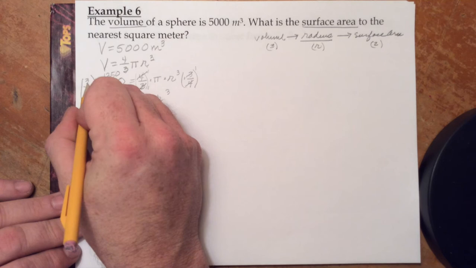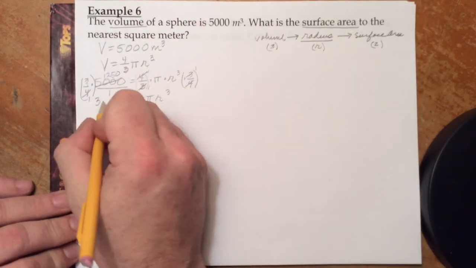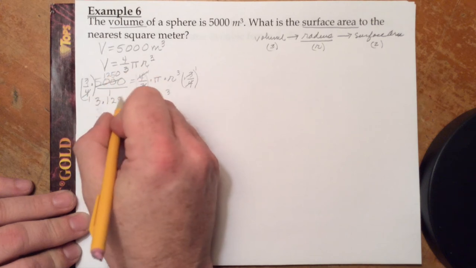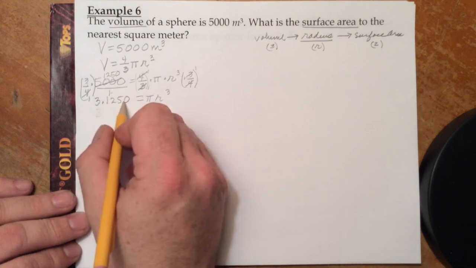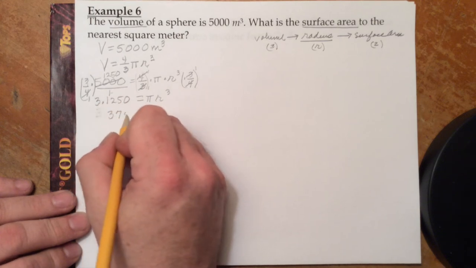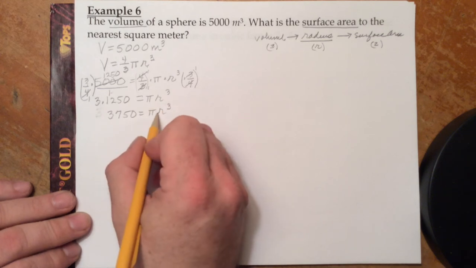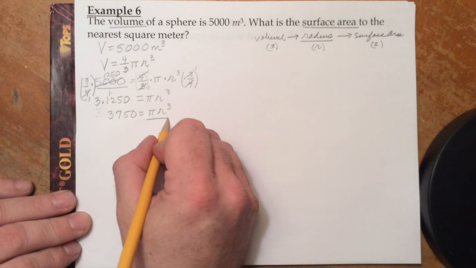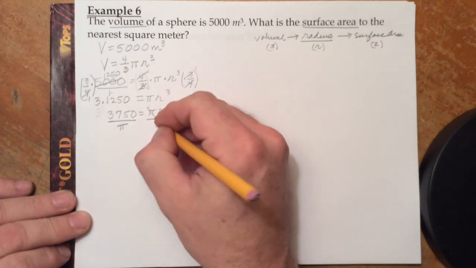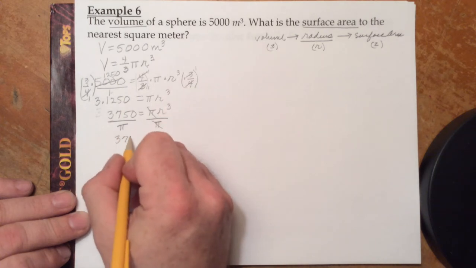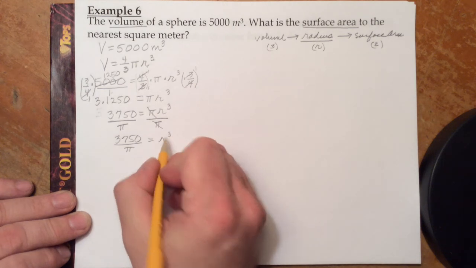So now we're left with 3 times 1,250. The denominator is just 1 now. Multiplying those two together, we get 3,750 equals pi r cubed. Now we need to get rid of the pi, which is being multiplied with r cubed, so we divide both sides by pi. The pi's divide out on the right side, and we're left with 3,750 over pi equals r cubed.